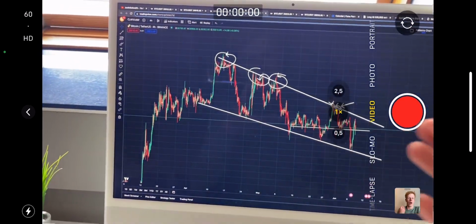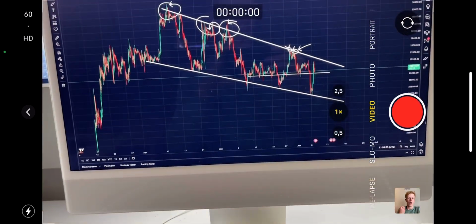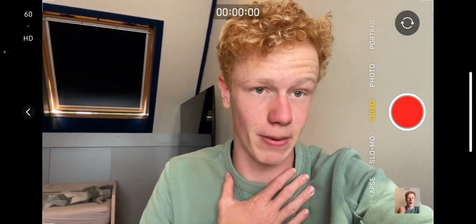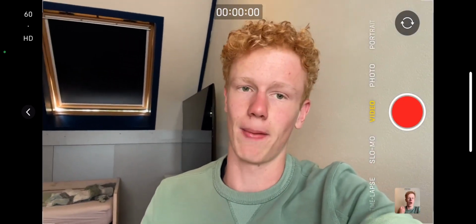So yeah, this is how you can basically scalp trade. It's really easy, and I hope I gave you some information. This was a basic guide. I know it's really basic, but this is basically everything you need to know in order to trade a pattern.